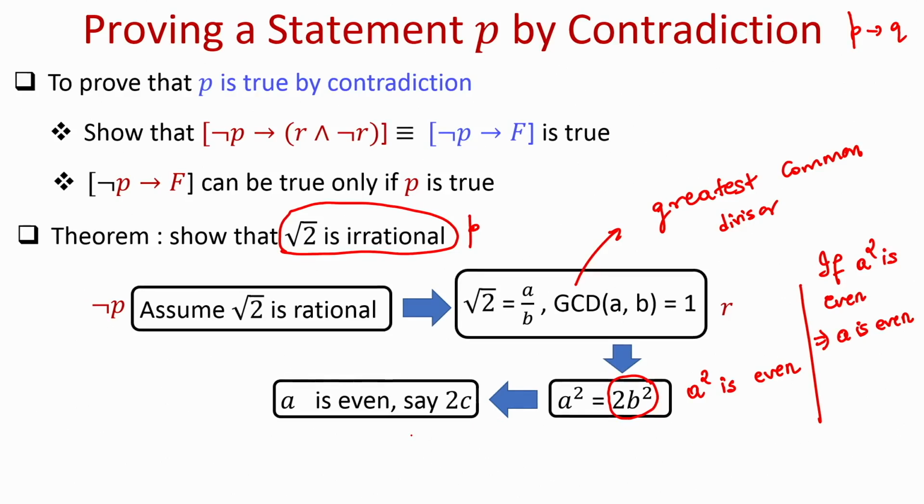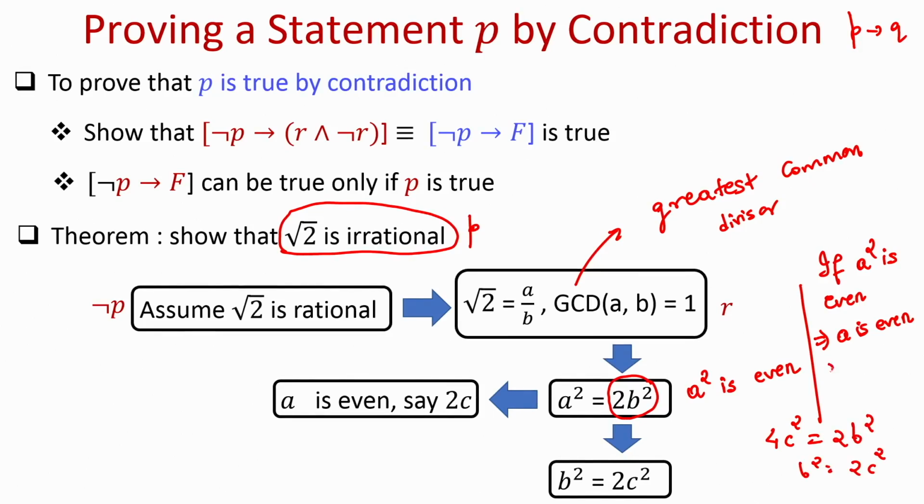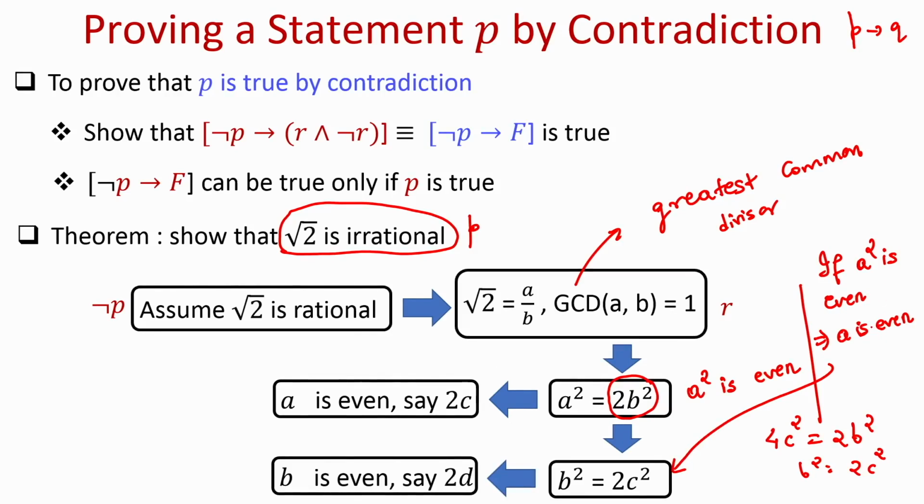So, I come to the conclusion that A is even, and if A is even, then I can write it in the form 2 times some integer C. Now, if A is 2 times C, then A square will be 4C square. So, 4C square is equal to 2 times B square, that means B square is equal to 2 times C square. And now, if B square is 2C square, then by applying the same rule, B is also even, so B is 2 times an integer D.